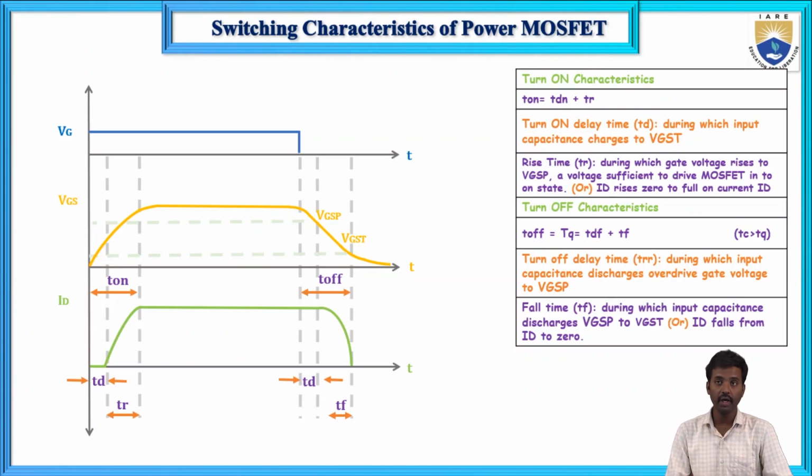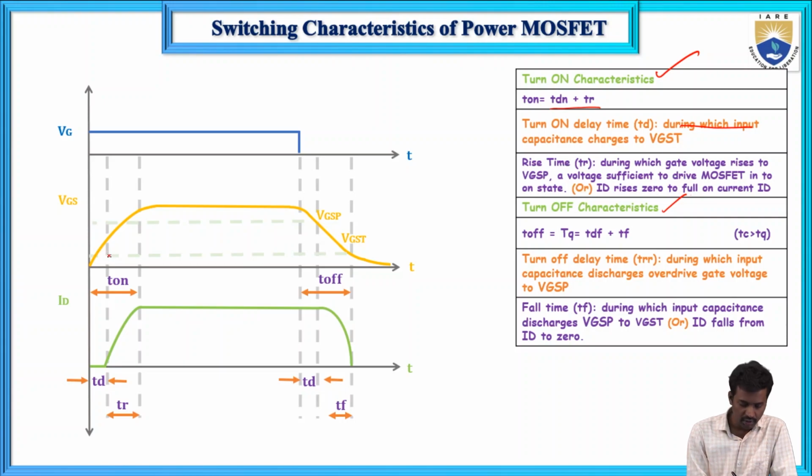If you give the gate supply, this is the supply voltage VGS, and there are two characteristics: one is turn on and the second is turn off. In the turn on characteristics, there are two times: TDN, the turn on delay time, and the rise time. What do we mean by the delay time? It is the time during which the input capacitance charges to VGST.